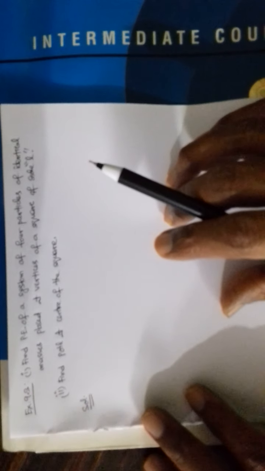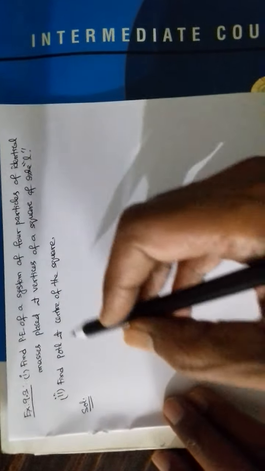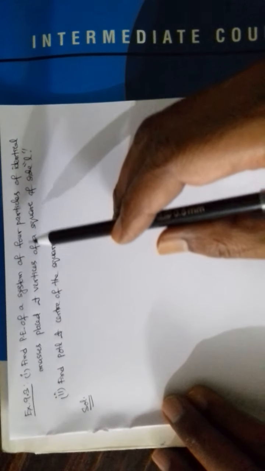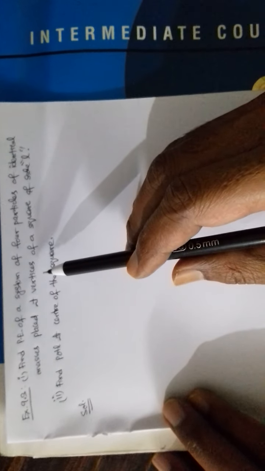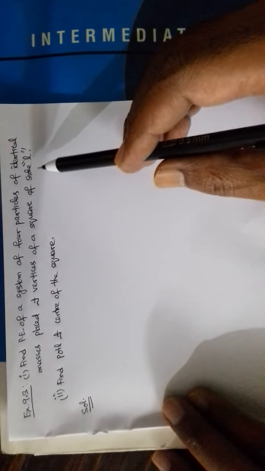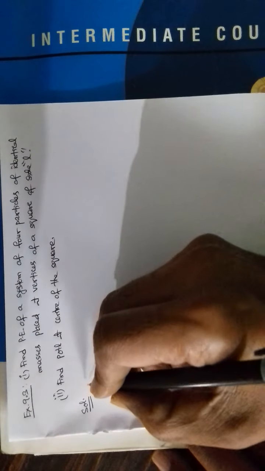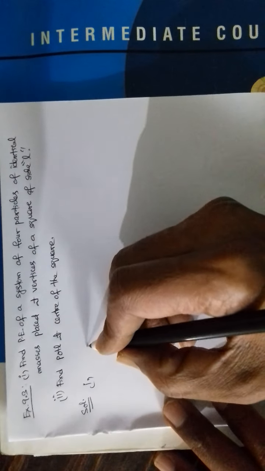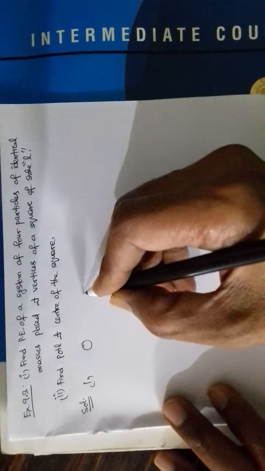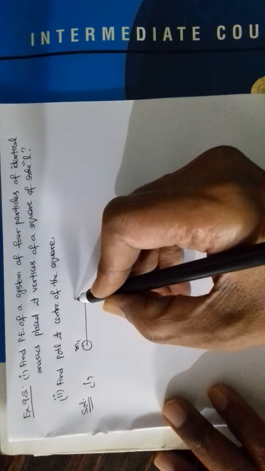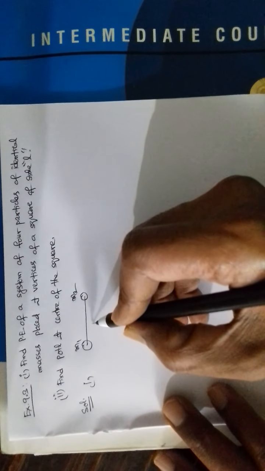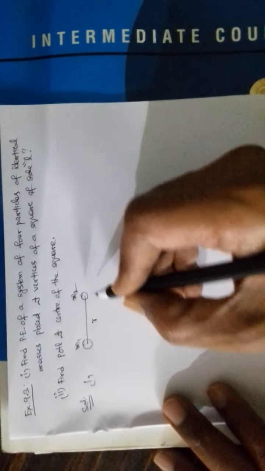Dear students, let us do this problem. Find the potential energy of a system of four particles of identical masses placed at the vertices of a square of side L. Let us do the first one. So, gravitational potential energy is asked. We previously derived the expression. Suppose this is M1, this is M2, and this is R.